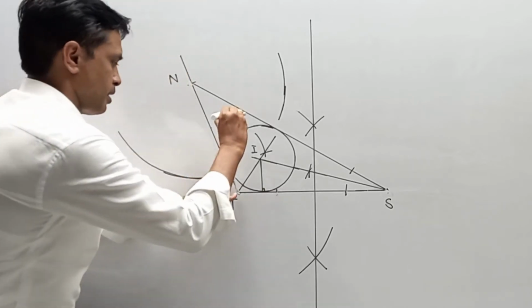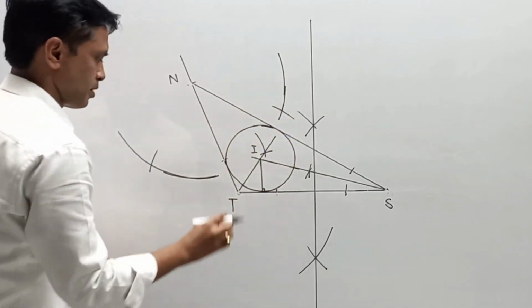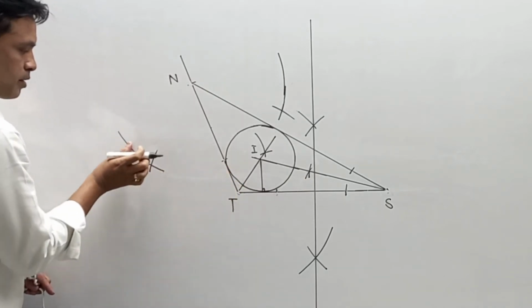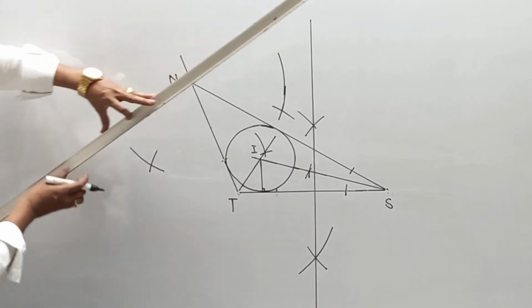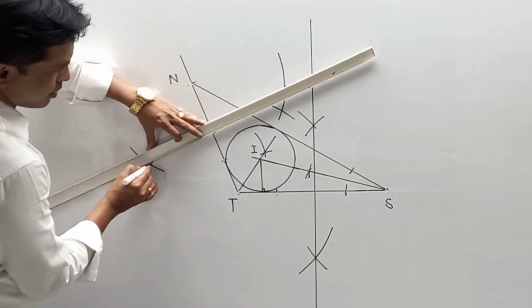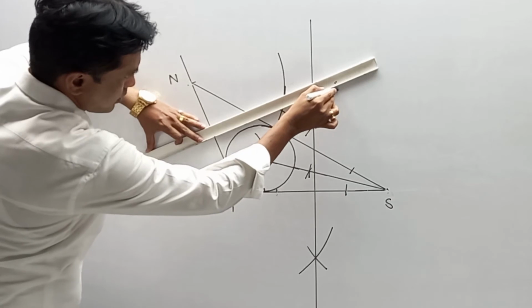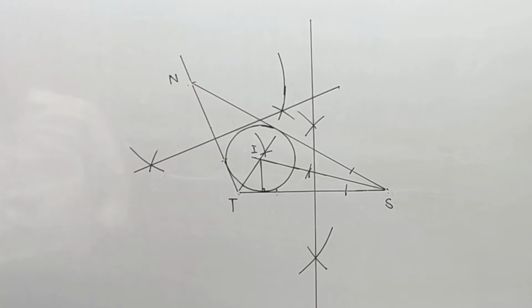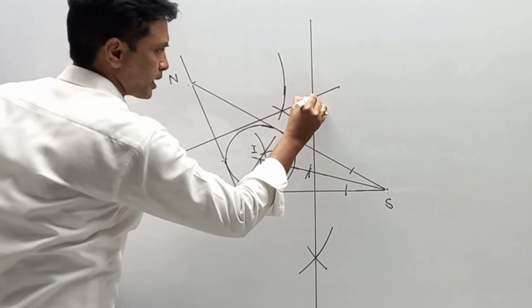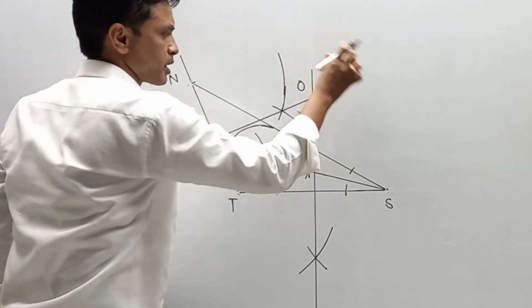Now from T, we are going to draw the second perpendicular bisector. Now this is the second one, which is the perpendicular bisector on NT. Both intersect at this point. I am going to call it O, which is nothing but the center of our circle.